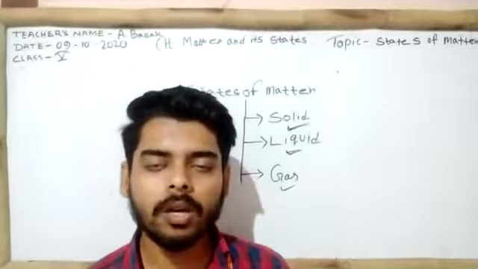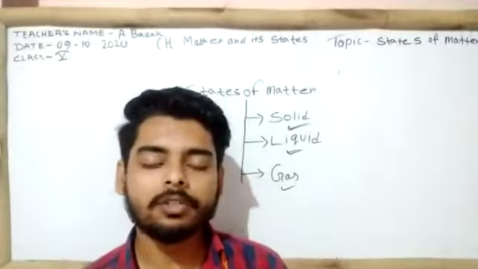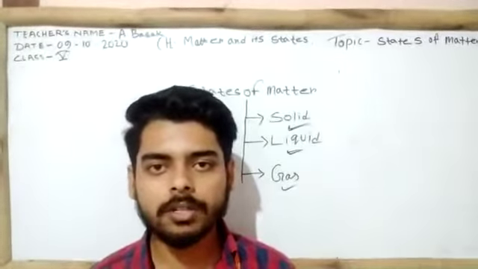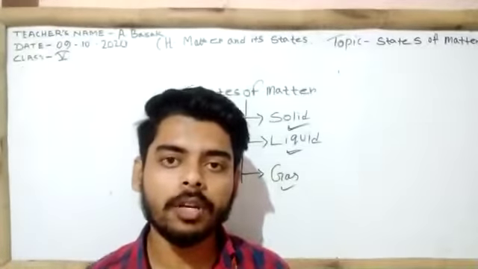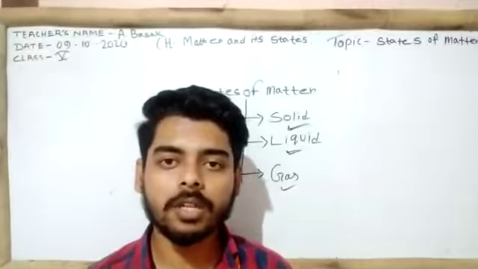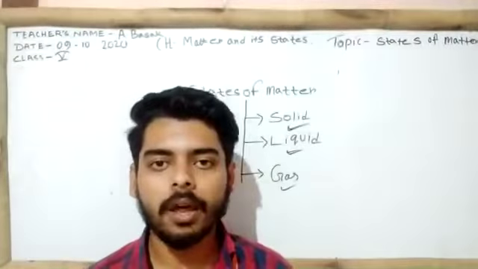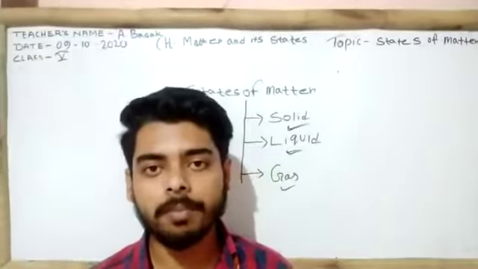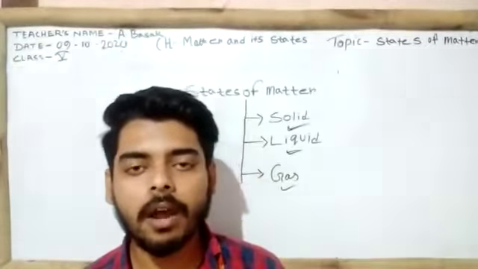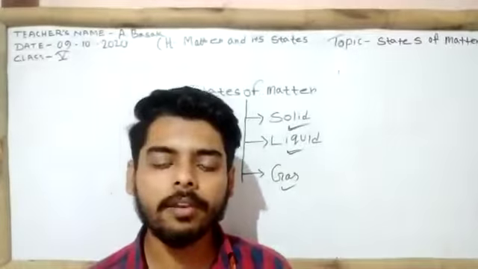Okay, so what are the characteristics of liquids? Liquid can flow from the higher side to the lower side. We cannot hold liquid in our hand. It takes the shape of the vessel in which it is kept, and it does not have a shape of its own. It has volume. Okay, and the examples are milk, water and oil.